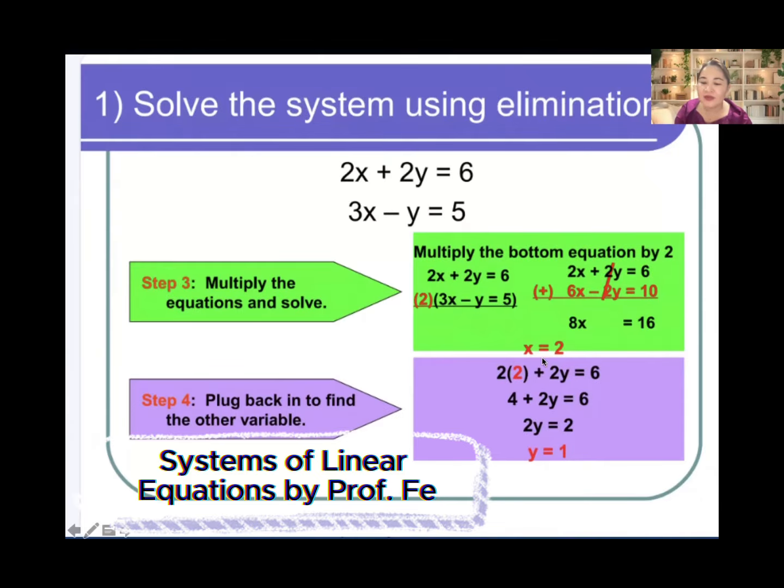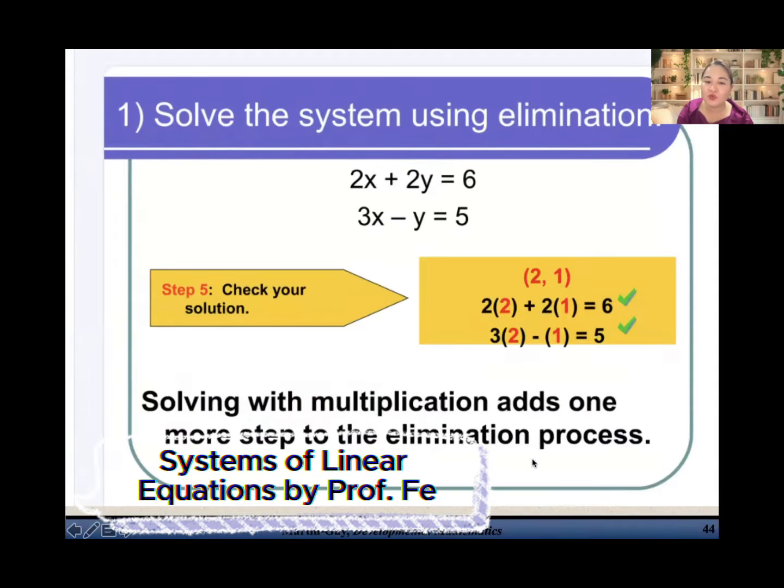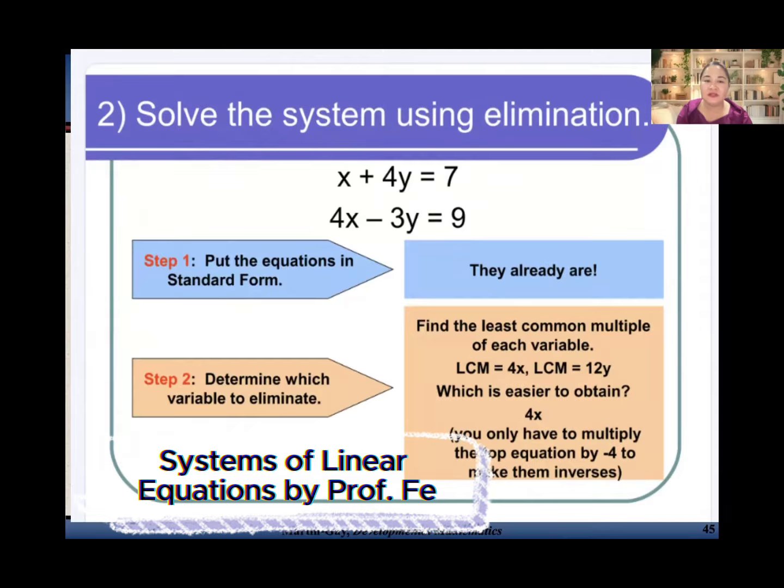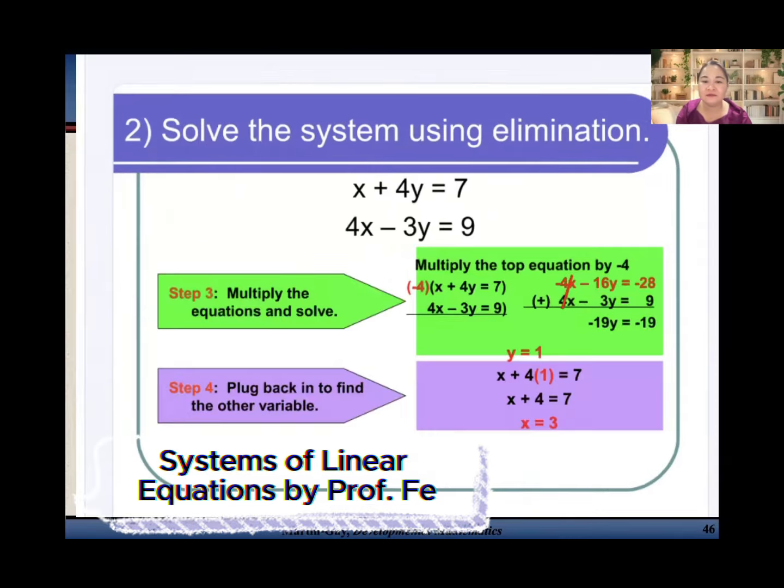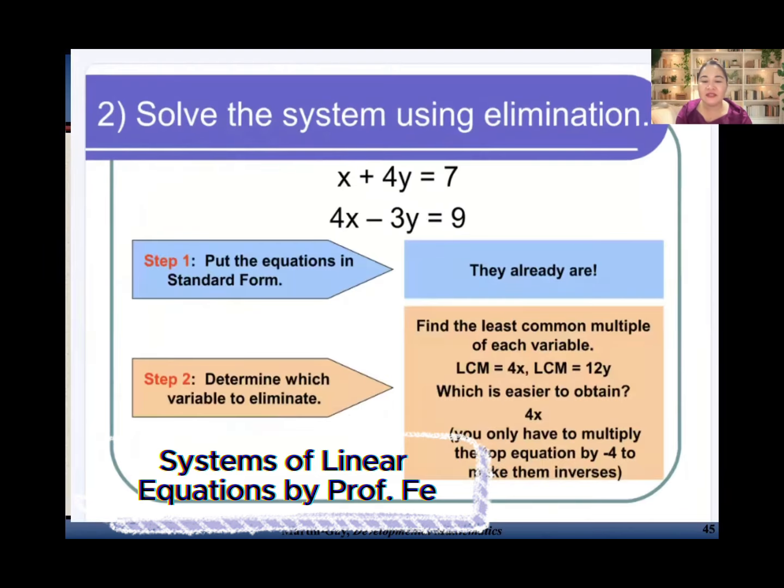Okay, and then substitute back to find the other variable. We have the value of x is 2. So you can simply substitute in the first equation. 2 times 2 plus 2 times y equals 6. So we have 4 plus 2y equals 6. 2y is equal to 2. So y equals 1. So we now have the solution. Check your solution. This is very easy. Why? You can check if it will satisfy the equations or not.